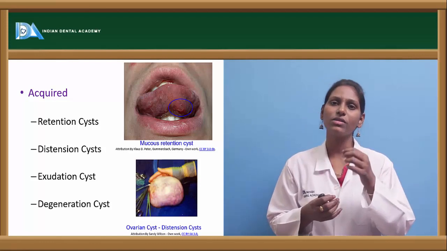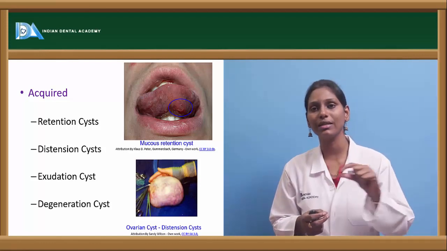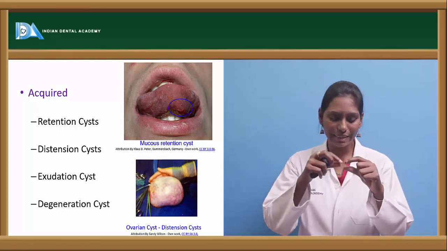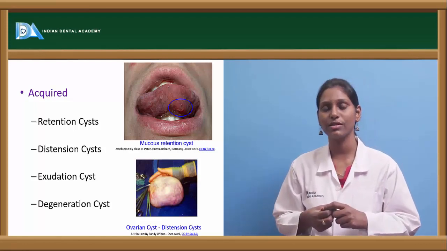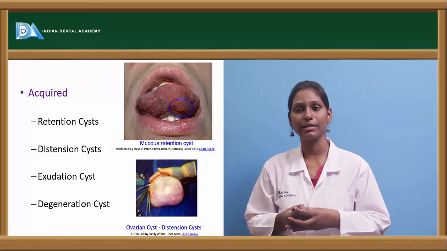When they continuously or constantly bite the lip, what happens? They cause traumatic injury to the ductal lining. With this traumatic injury to the ductal lining, what happens? The fluid within this will come into the anatomical spaces, leading to this exudation cyst. And in exudation cyst, we also have bursa, which is again another example.